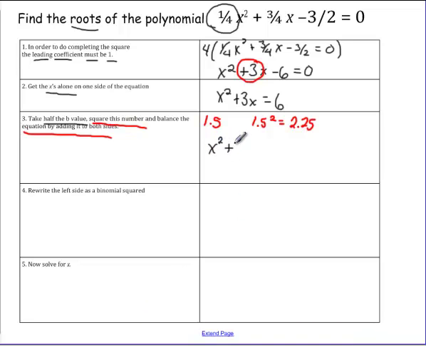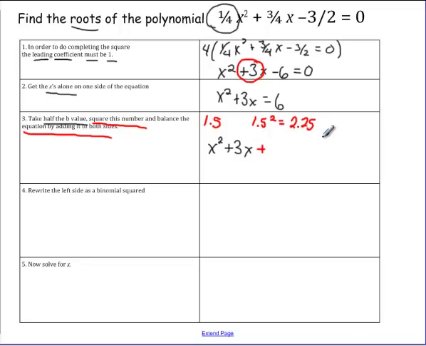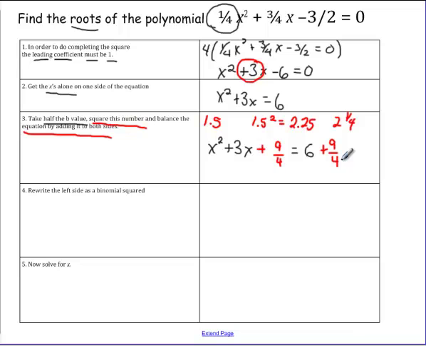X squared plus 3x is one side, and I'm going to add, and I don't like decimals, 2.25, that's 2 1/4, so I'm going to write that as 9/4 equals 6, and then I got to add 9/4 to the other side because I got to keep it balanced. All right, so if I clean that all up, I get x squared plus 3x plus 9/4 equals, well, 6 is really 24/4 when I get a common denominator, so that's 33/4.